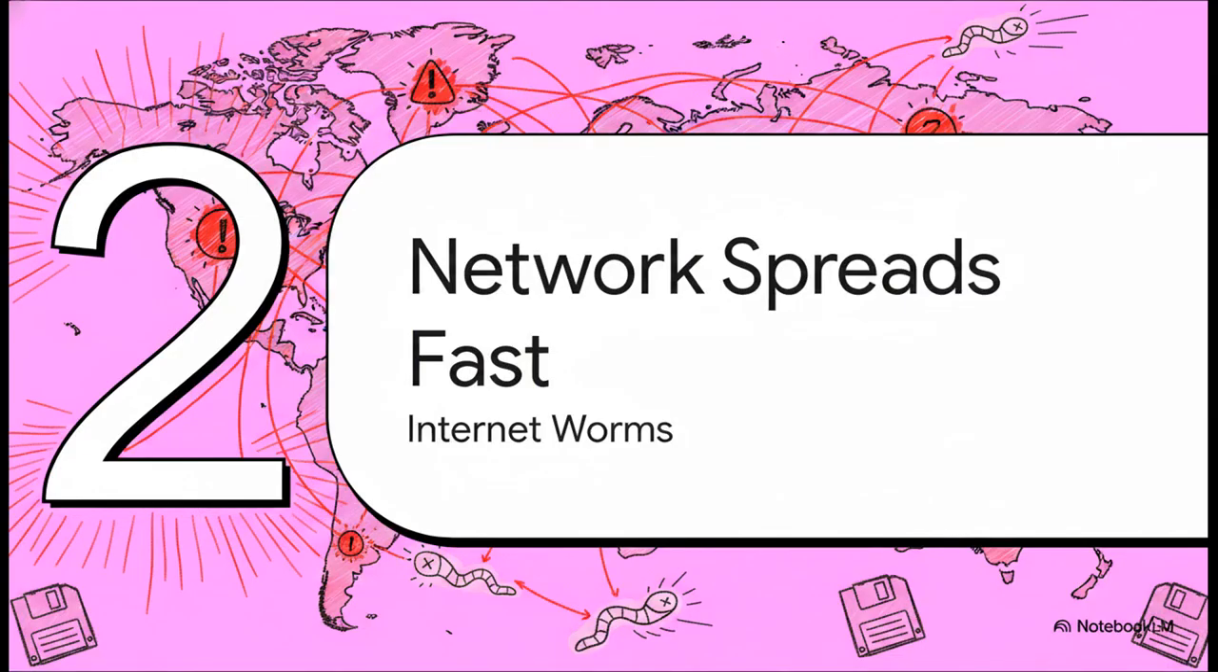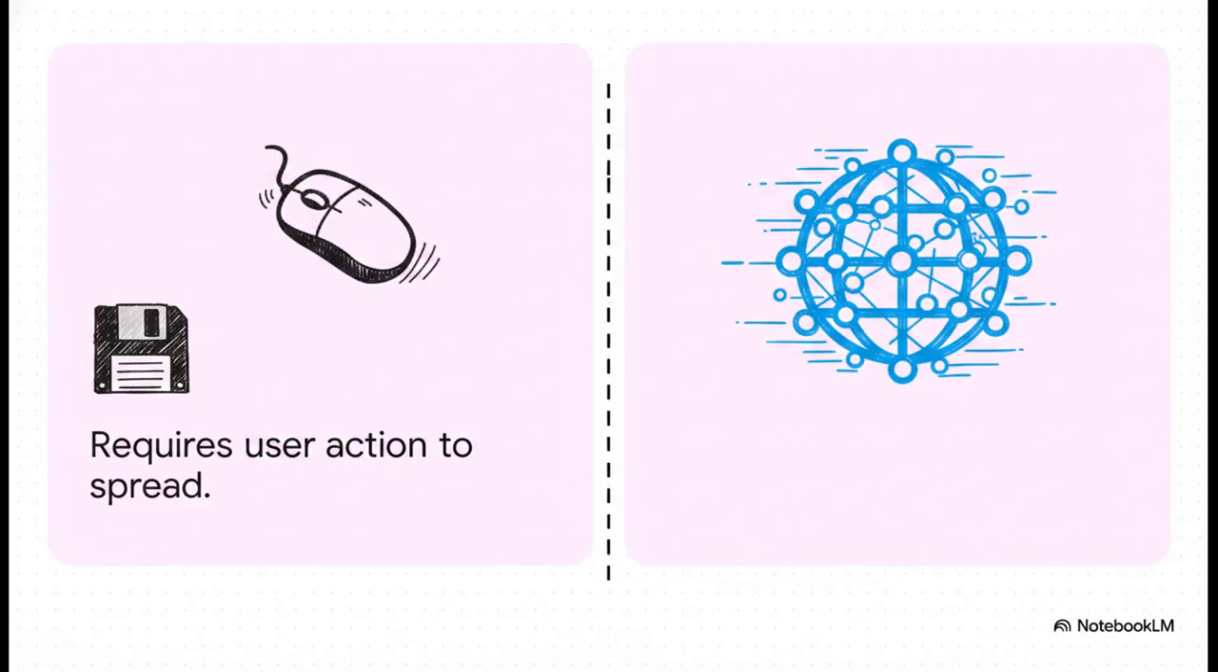Chapter 2: The network spreads fast. As the internet grew, the rules changed. Imagine global network maps suddenly just lighting up with red alerts, connections firing across oceans in milliseconds. We aren't passing floppy disks anymore. Now, what's really interesting here is the stark contrast between how these two things operated.